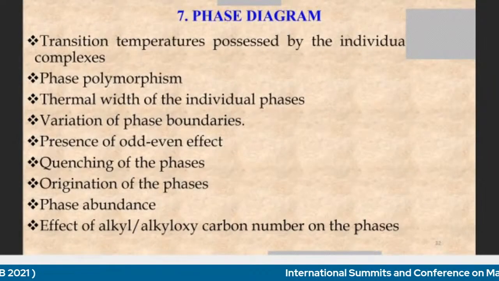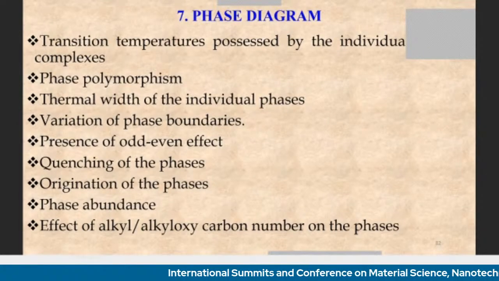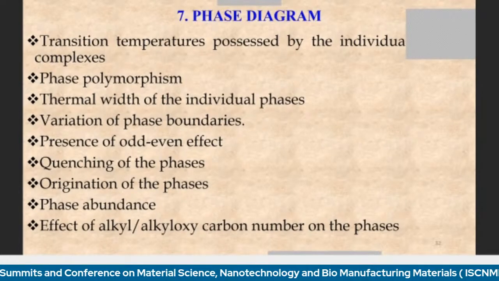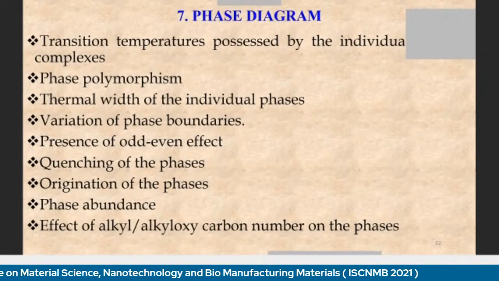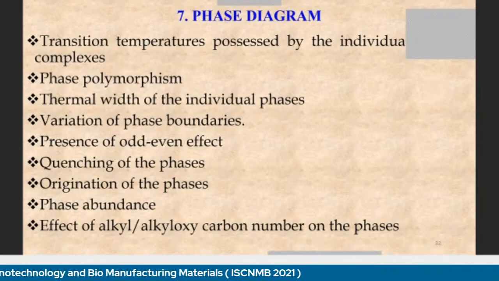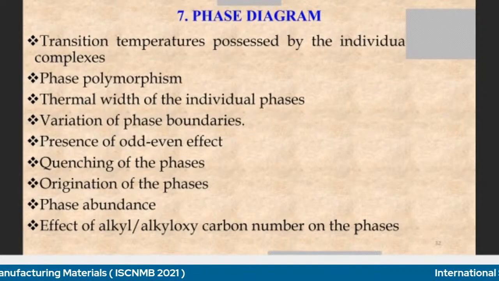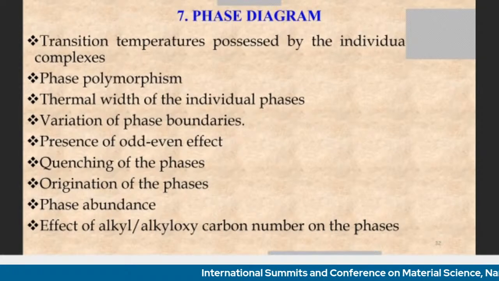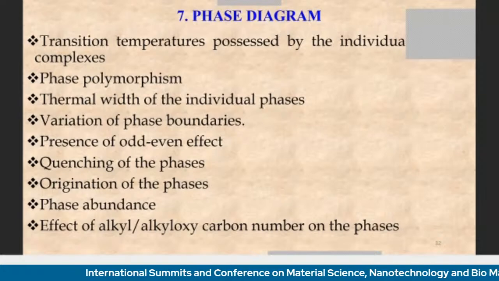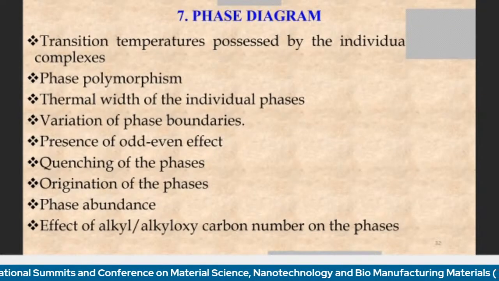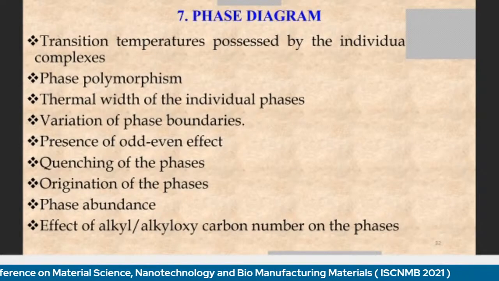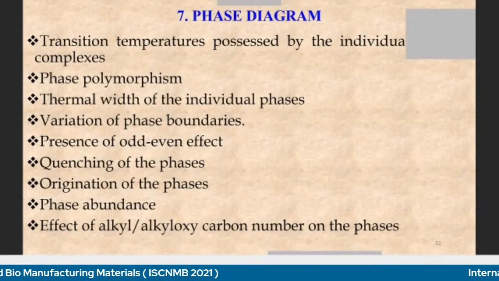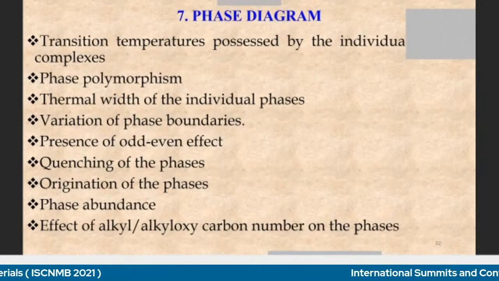So, based upon the transition temperatures for different complexes and other mesogenic phases, we construct a diagram called a phase diagram. This phase diagram gives abundant information about the entire series. For example, the phase polymorphism exhibited by the complexes, the thermal width possessed by the individual phases, variation of phase boundaries, where one phase stops and where the other phase starts, the presence of odd-even effect, quenching of the phase, origination of the phases, phase abundance, and the effect of alkyloxy carbon number on the phases can be inferred from a single diagram known as the phase diagram.